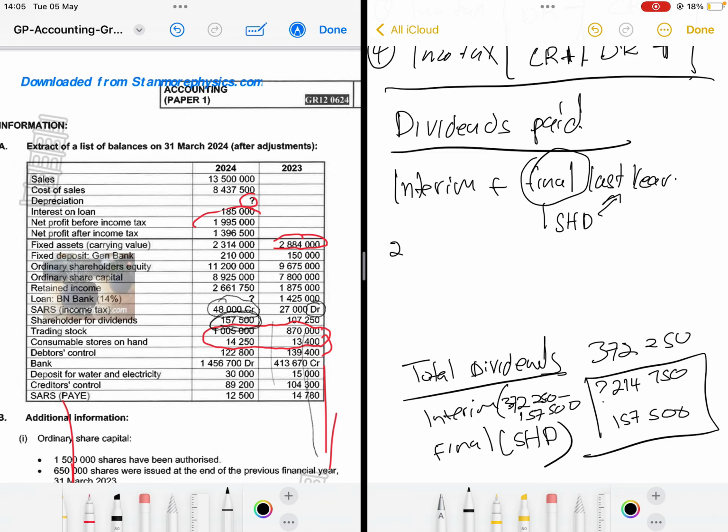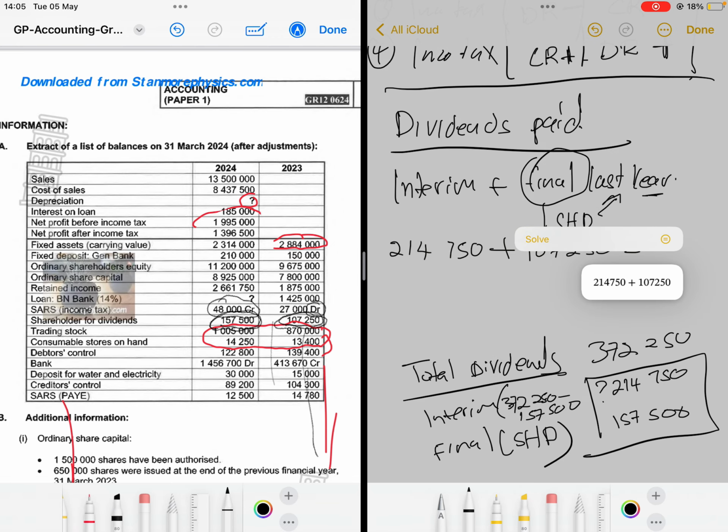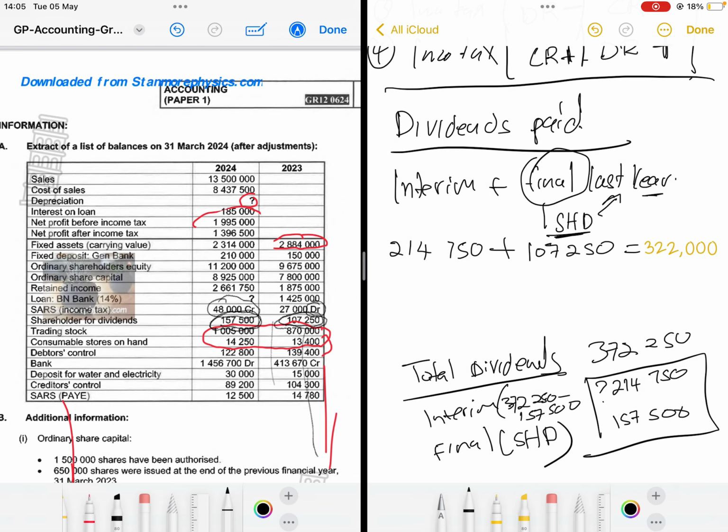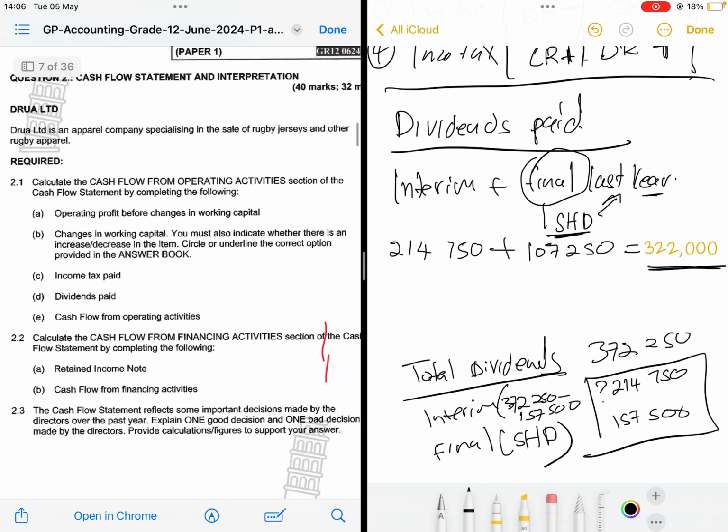Now I'll say interim is 214,750 plus the final dividends for last year, meaning the shareholders for dividends for last year. Shareholders for dividends for last year is this guy, 107,250. Then I get the dividends paid. Done. 3 marks. Now my solution will be this guy, 322,000. Now I get 3 marks.